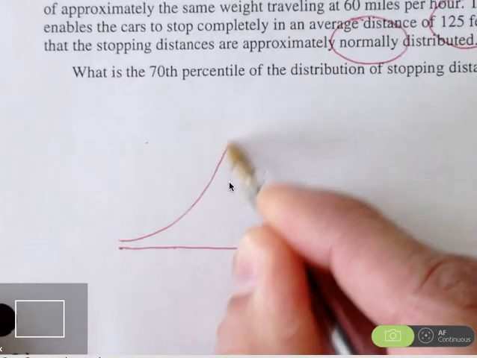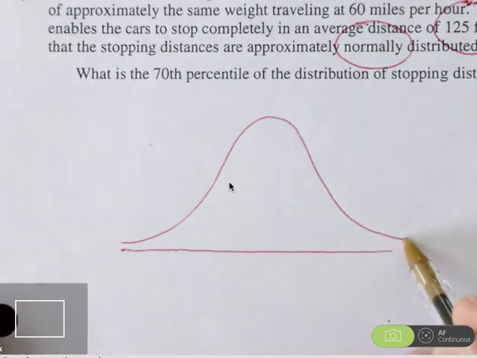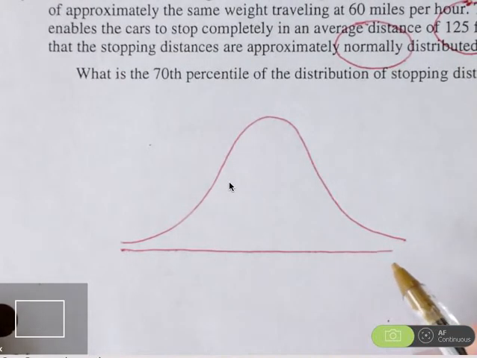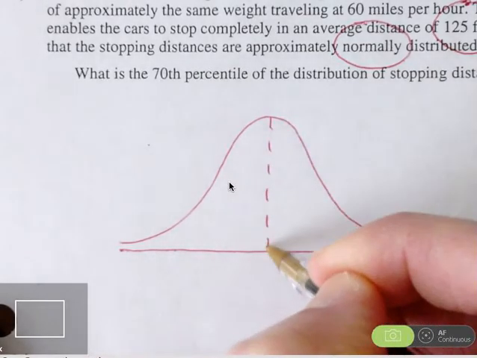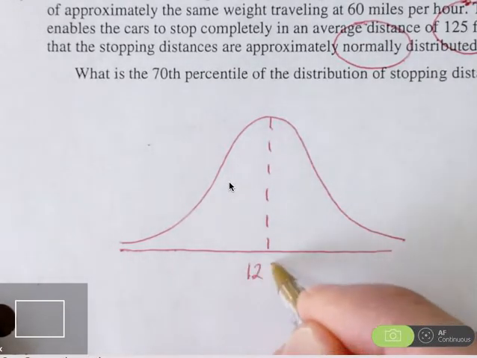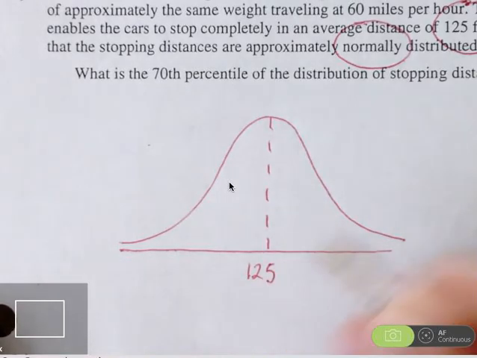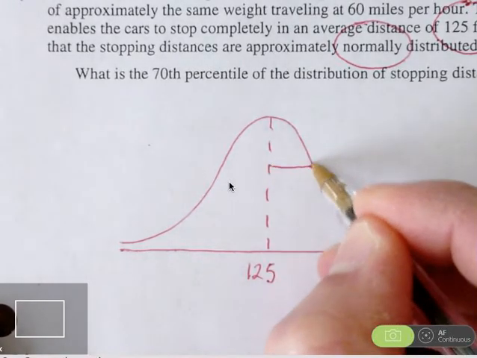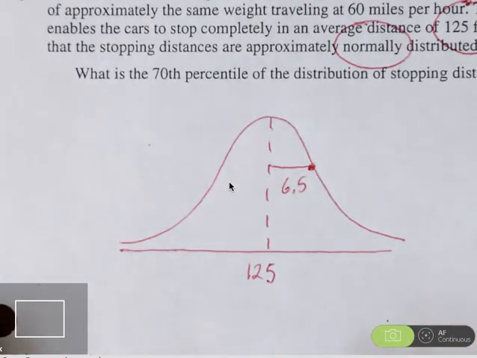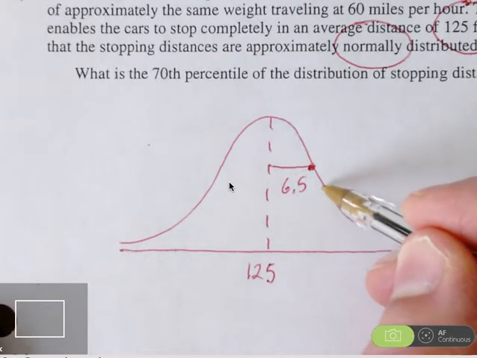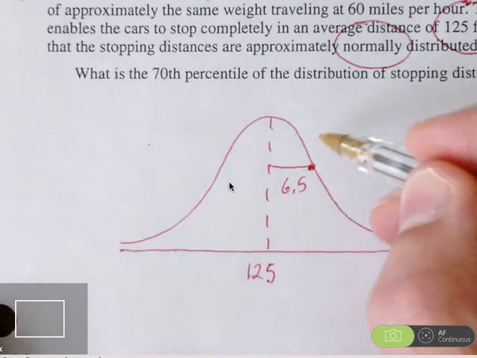Here we go. So the 70th percentile, I should also label it, forgive me. So the mean is at 125 feet. The standard deviation would be at 6.5 feet. So I want the 70th percentile. So that's somewhere up here. Of course, remember the median or the mean would be the 50th percentile. So clearly the 70th percentile is somewhere above it.